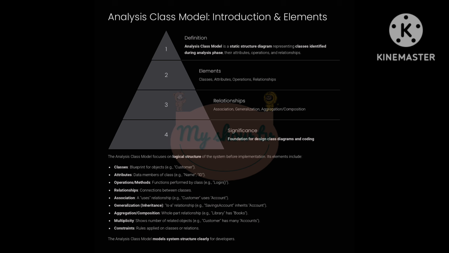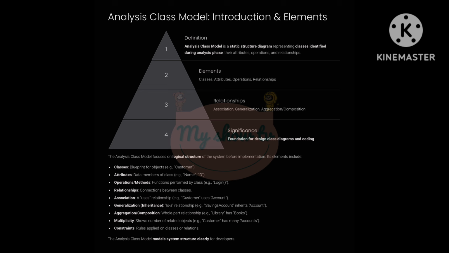Main elements include 1. Classes, which are blueprints for objects, like customer. 2. Attributes, which are data properties of classes, like customer name, account number. 3. Operations or methods, which are functions classes can perform, like login, transfer funds. 4. Relationships connect classes to show how they interact.